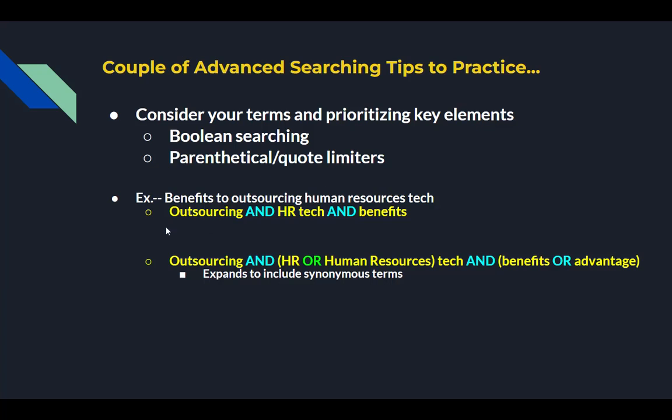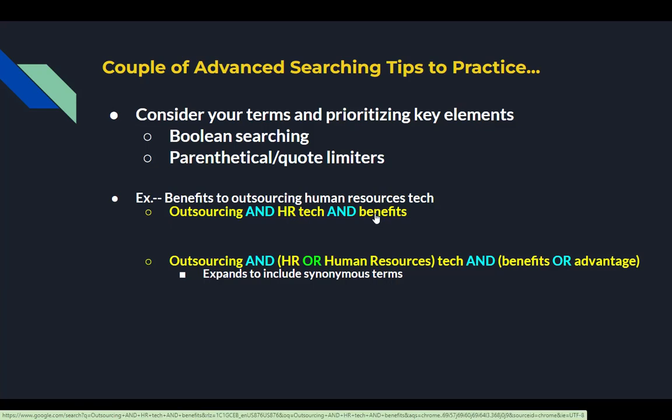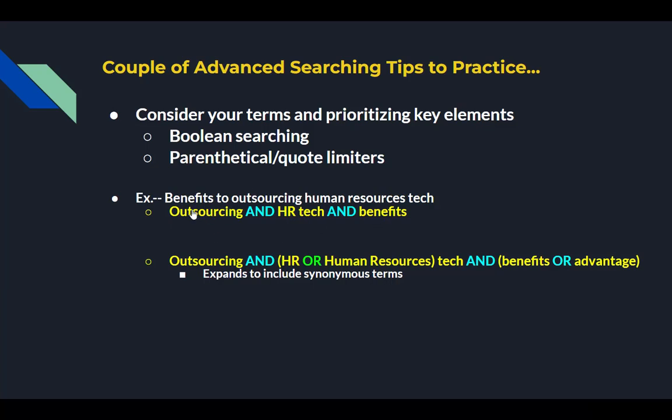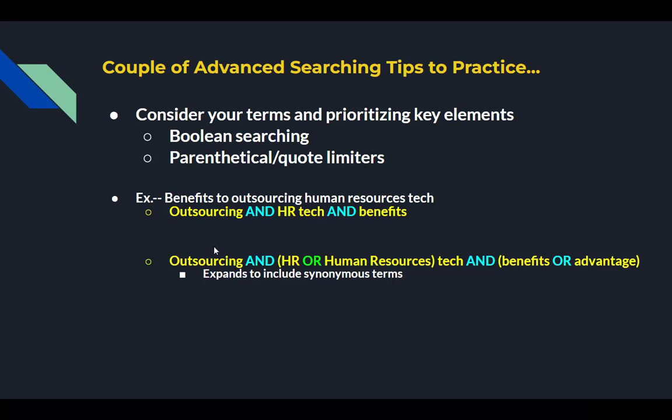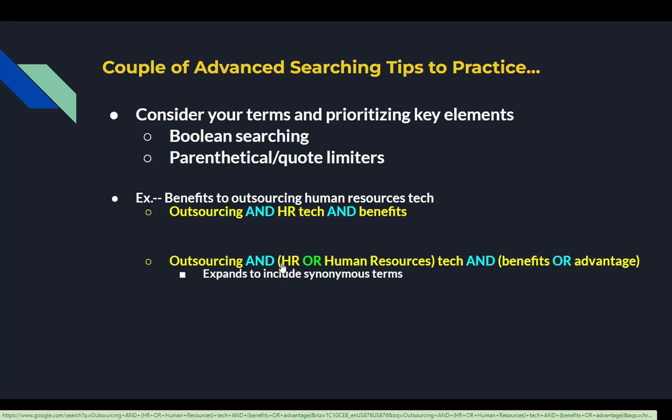A good way to search that might be how I have here. I'm looking at keywords: outsourcing, HR tech, and benefits. Boolean terms are when we build relationships between terms: this and that and that. A better way would be to add in what we call parenthetical searching. Often this will be the case with any acronyms or things you want to expand. If you were doing this search to really make sure you're finding the best business sources, you probably want to expand to these parenthetical searches.